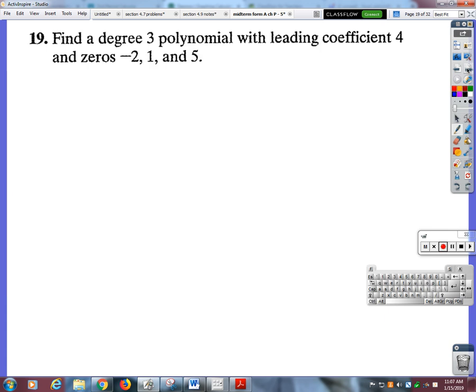Okay, number 19, find a degree 3 polynomial with lead coefficient of 4 and zeros -2, 1, and 5. Easiest problem ever. Are you ready? Don't blink or you might miss it. Here's the answer. Y equals 4 times x plus 2 times x minus 1 times x minus 5. I'd do a pen drop, but then I'd have to bend over and pick up the pen. I don't want to deal with that.